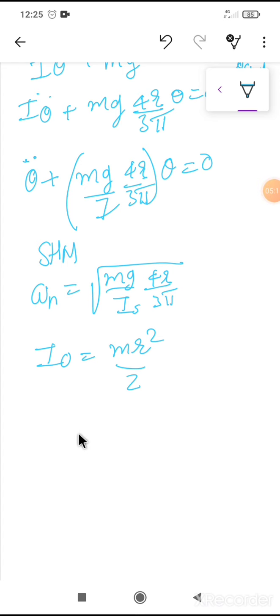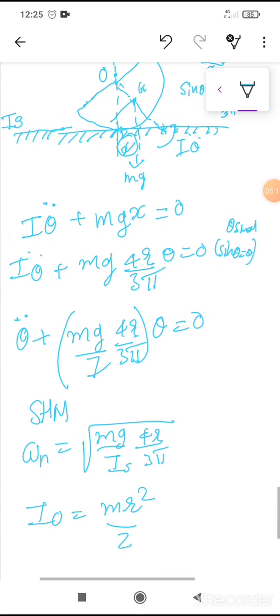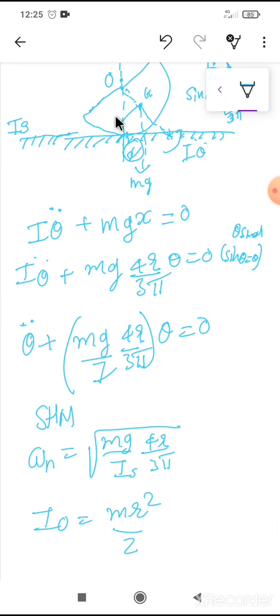Now if we use the parallel axis theorem, the distance between this O and G, that we know, is 4r by 3 pi.